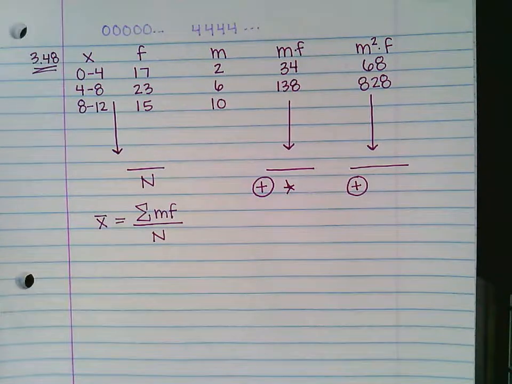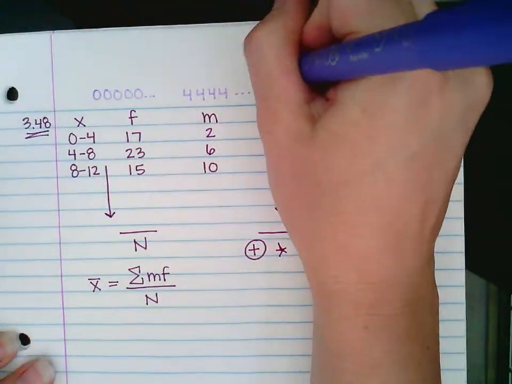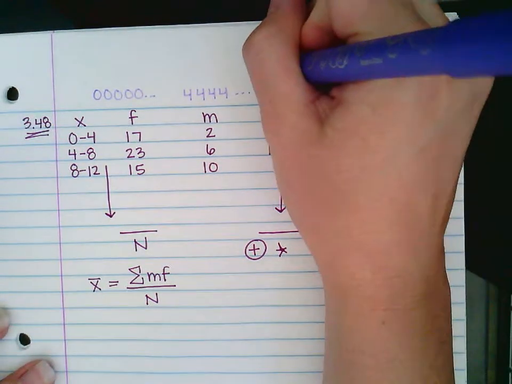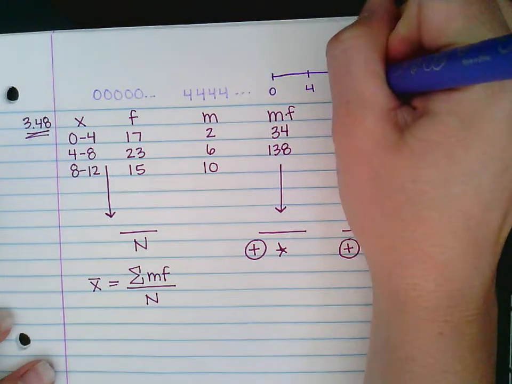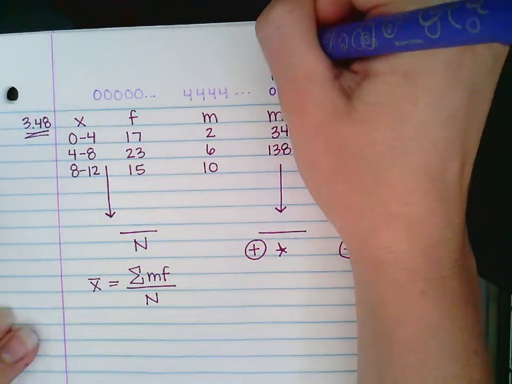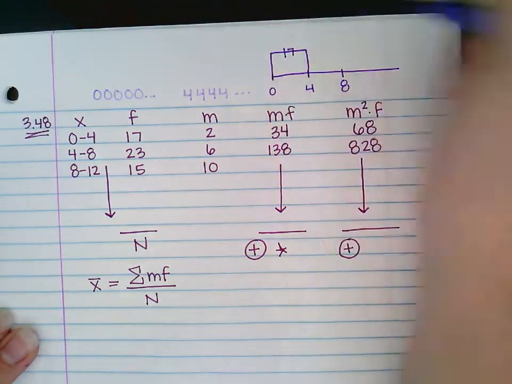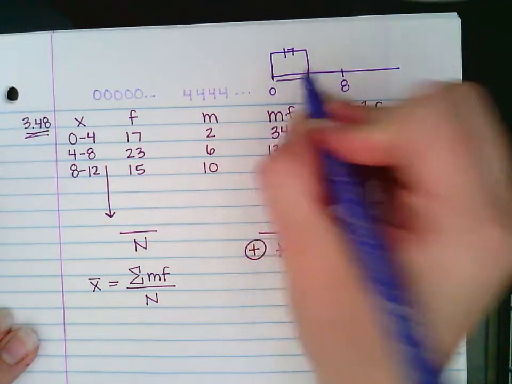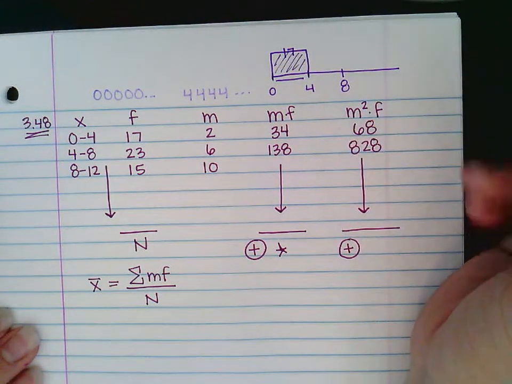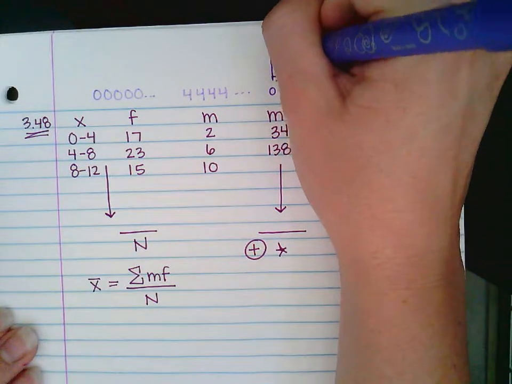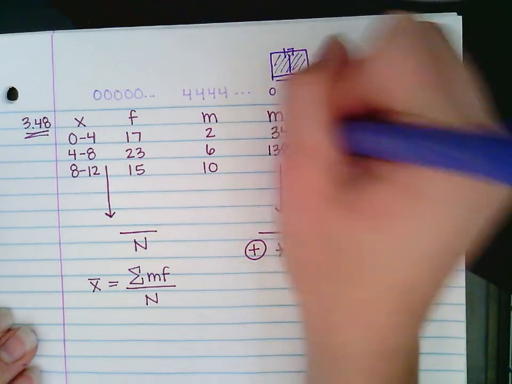Let's think about this. I'm going to do one more example just to try to explain this a little better. If you think about this like a histogram, this box would have a height of 17 and a width of 4. But I don't really know where those data points are. I just know there's 17 in there. And so I just say, well, 2 times 17 is going to give me my weighted piece here.